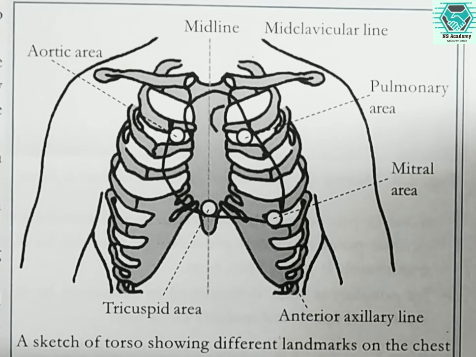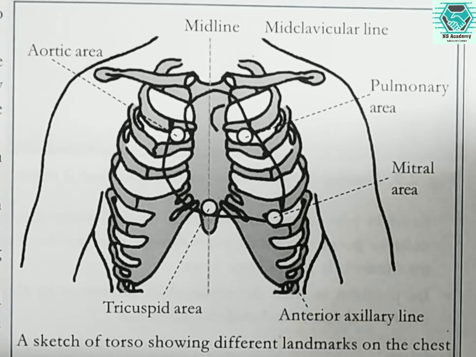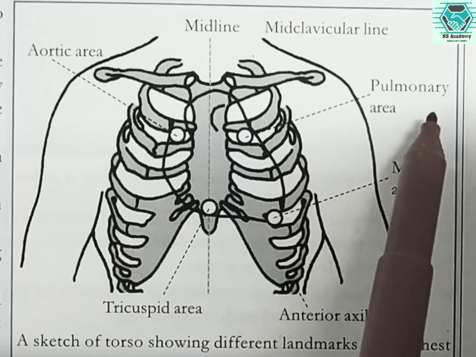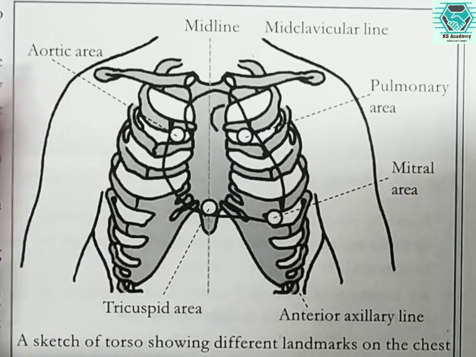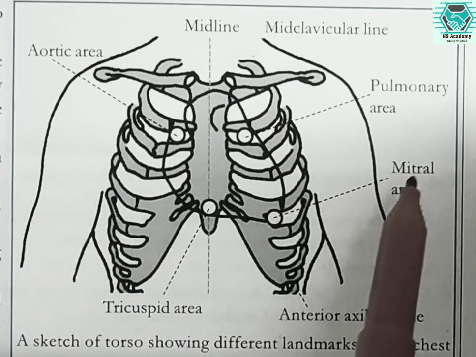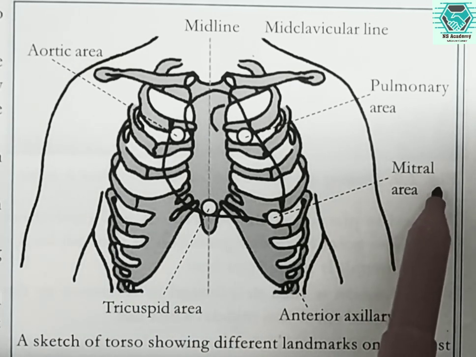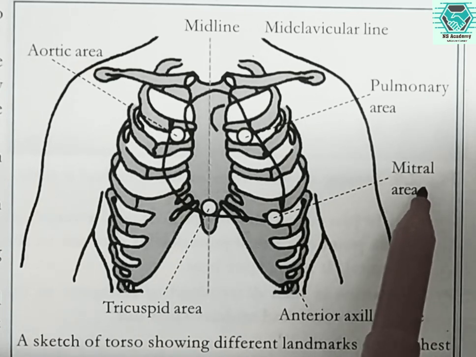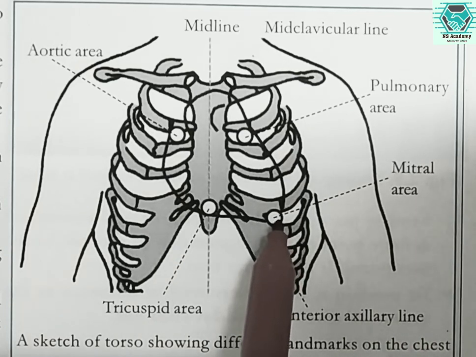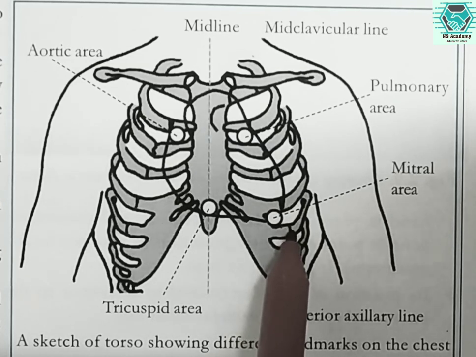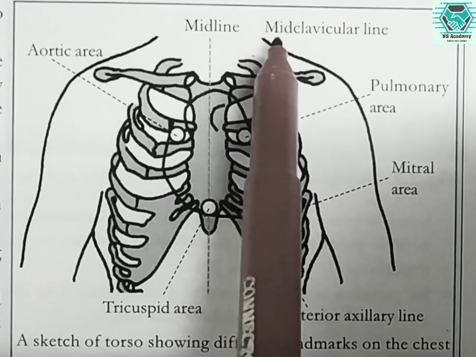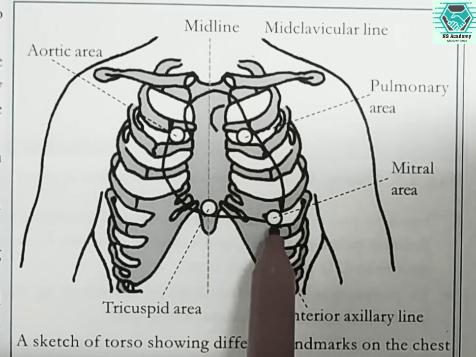Now some other things: in the diagram you can see the pulmonary area, mitral area, aortic area, and tricuspid area. What are these? The mitral area is the left fifth intercostal space. So this is the fifth intercostal space on the left side, 1 centimeter inside the mid clavicular line. So the mid clavicular line, and it is 1 centimeter inside.